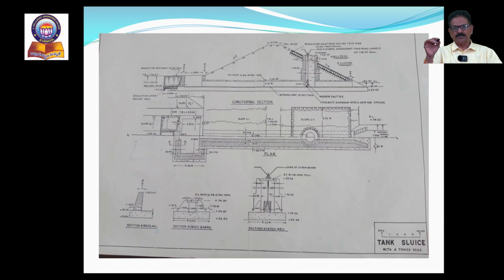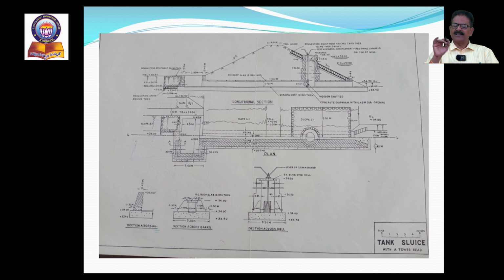Now coming to the design features, the drawing features, let me explain a couple of minutes regarding this drawing. After designing the structure, so far we designed the major component parts of the structure: one is the sluice, then the ventway, then the sluice barrel, and also the tower head, and then the cistern. These are the major component parts of this structure. The title of the structure is Design of Tank Sluice with Tower Head.